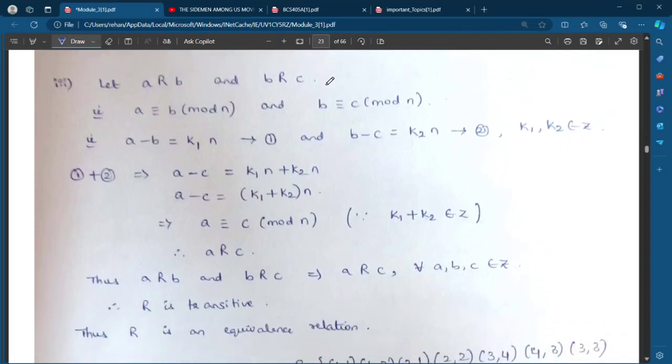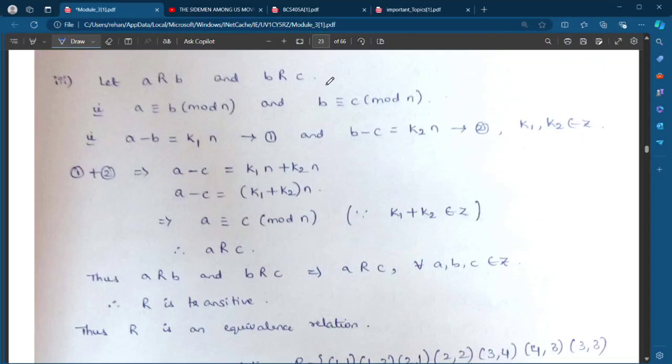Just see this question by yourself, because I have already solved one question like this previously. Here they are simply giving us mod n, so don't get confused by that. Simply write this as it is and prove the congruency. How? For reflexive, a congruent to a mod n should be there. For symmetric, if you have a congruent to b mod n, then you should also have b congruent to a mod n. For transitive, if you have a congruent to b mod n and b congruent to c mod n, then you should also have a congruent to c mod n. Like that you have to prove.